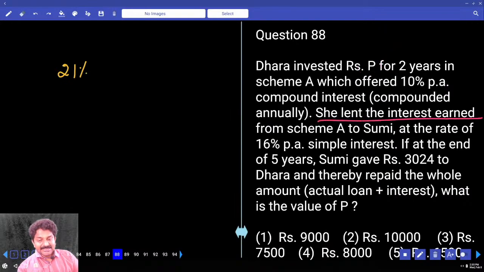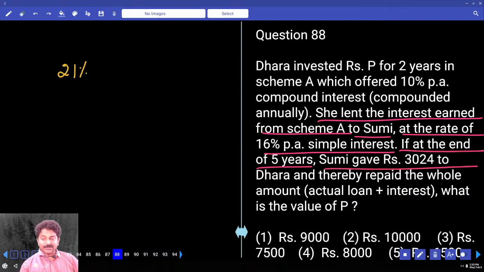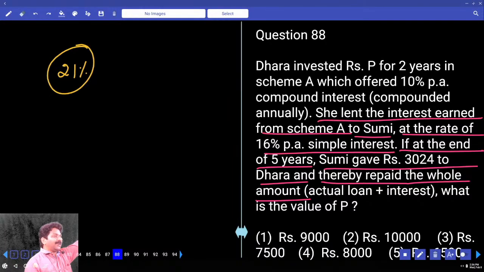She lent the interest earned from scheme A, that is 21%, to Sumi at the rate of 16% per annum simple interest. If at the end of 5 years, Sumi gave 3024 to Dhara and thereby repaid the whole amount. Repaid the whole amount in the sense Sumi returned principal money and interest also, correct? There is some number here. Forget about 21%. There is some number. Now treat it as X.